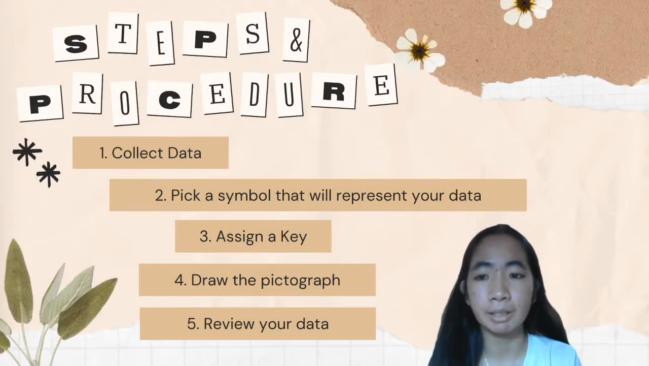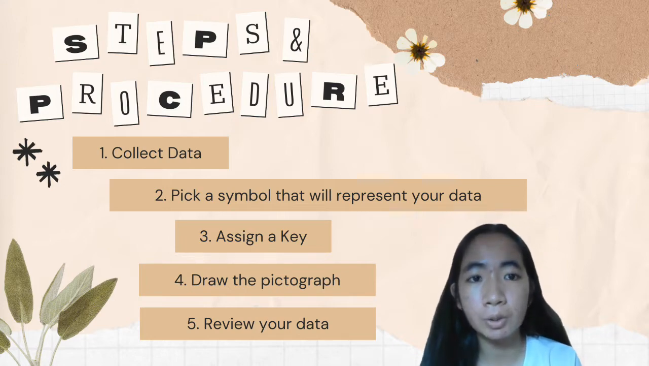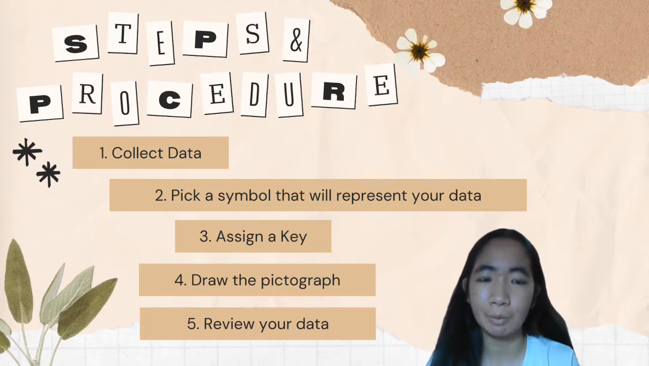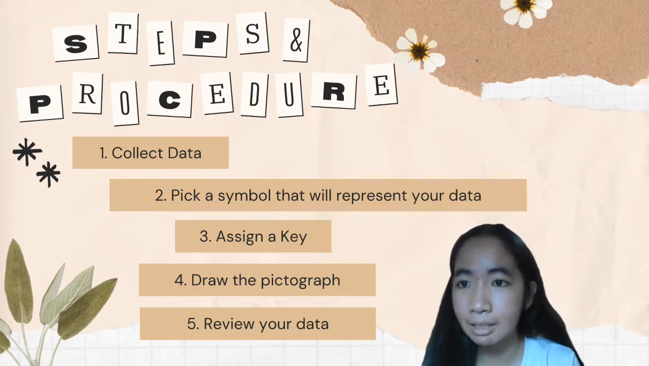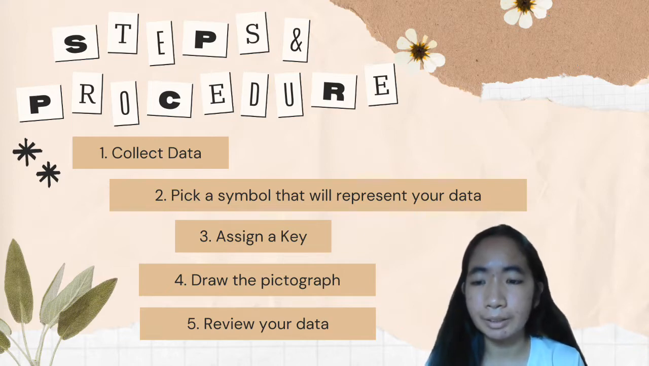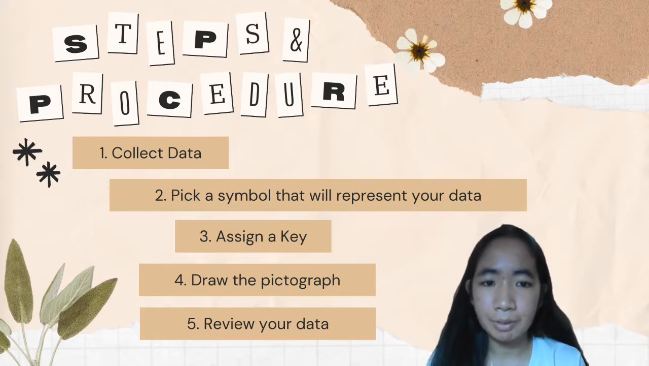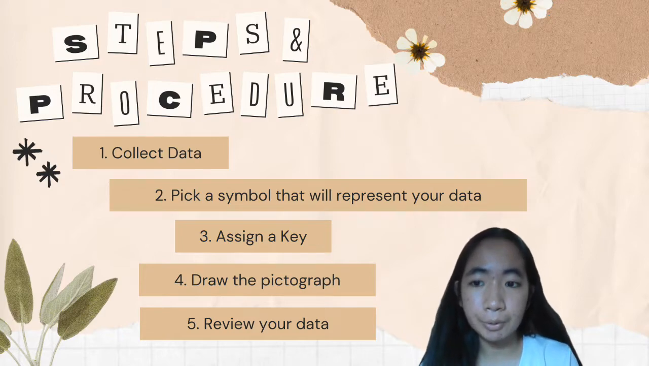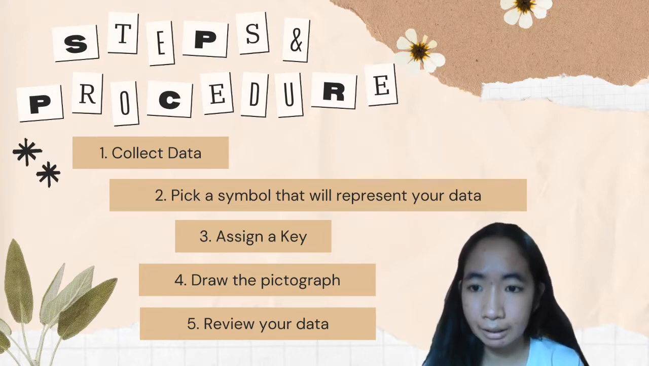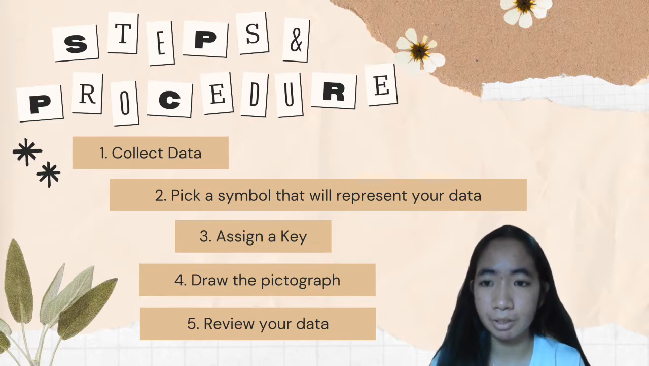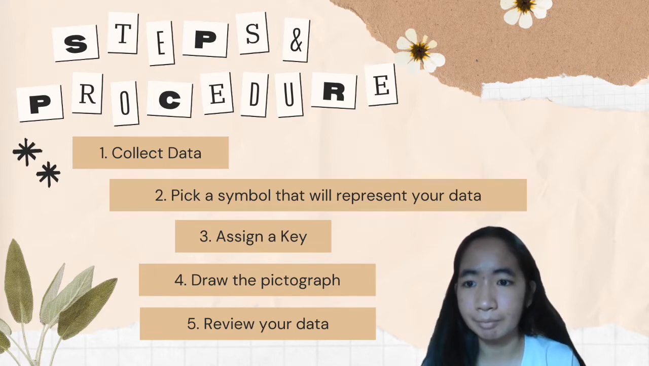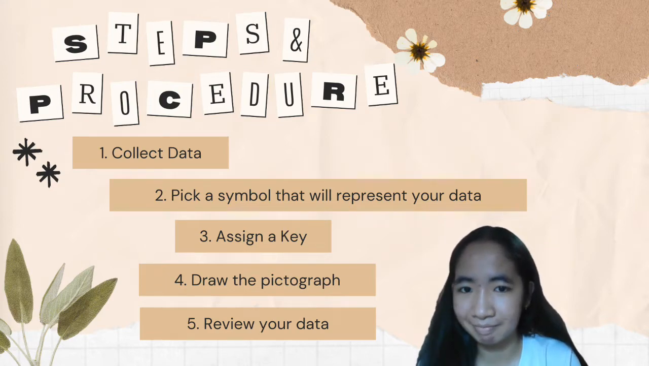There are 5 steps in making a pictograph. The first step is to collect data. First, we need to collect the data of the different categories that we want to represent. After collecting the data, we need to make a list or a table. The second step is to pick a symbol that you want to represent your data. After reviewing the collected data, we need to pick a symbol or a picture that accurately represents the data.